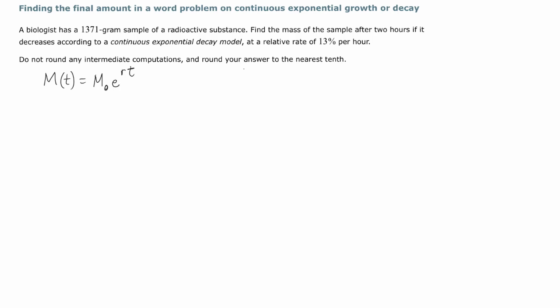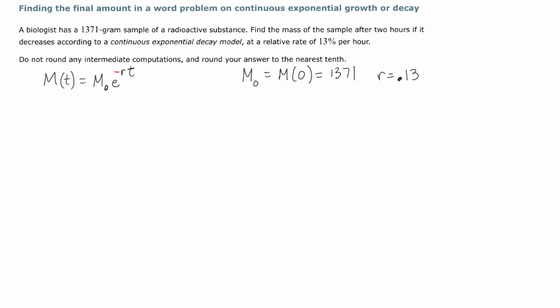We're actually given the initial mass. M sub 0 is equal to m of 0, and m of 0 is given. It was 1371. We also know the rate. We just need to rewrite that as a decimal. So 13 hundredths, decimal 13 hundredths. And we got everything. We also know the base is e in a continuous exponential decay model. It is a decay, so I need one more thing here. I need the opposite of r. That should be negative.